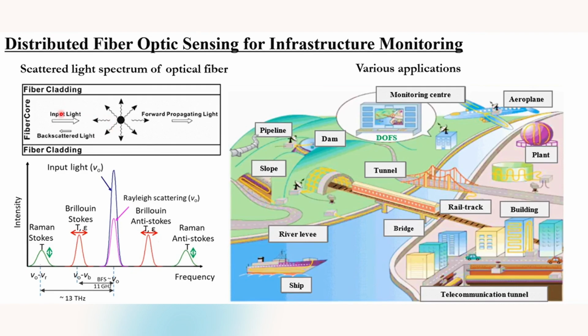sensing works. We have input light, and it forward propagates the light, and it backscatters the light, which has three types of reflection, as we saw in the first topic. We have Raman and Brillouin, and then we have Rayleigh scattering.